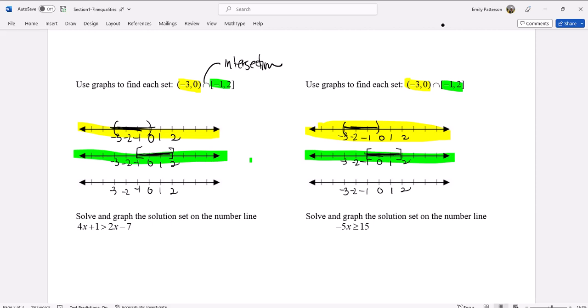So the only places where they overlap between the yellow and the green is simply between the -1 down on the bottom and the 0 here at the top. So the only thing that they have in common is between -1 and 0. And this is the actual answer. The green and the yellow is just kind of a workspace, but this last graph is the intersection between the two.